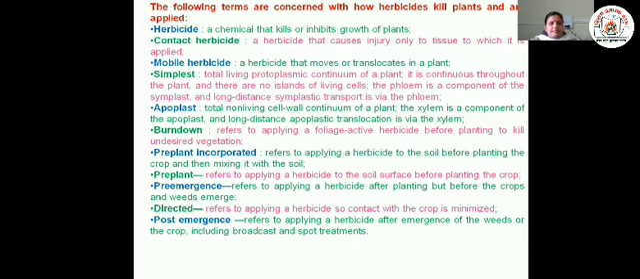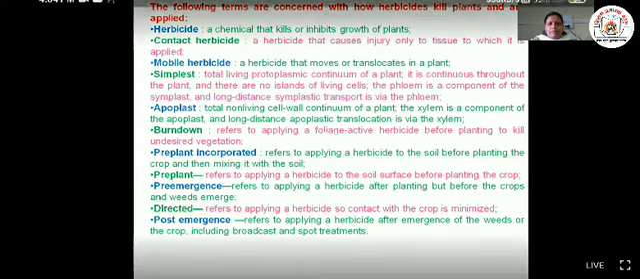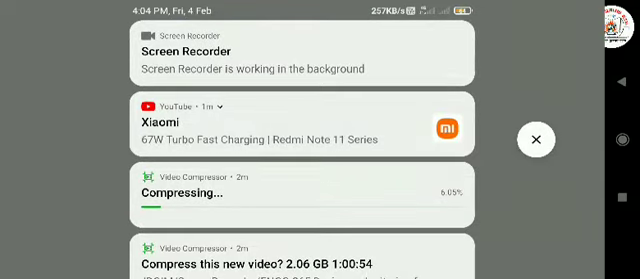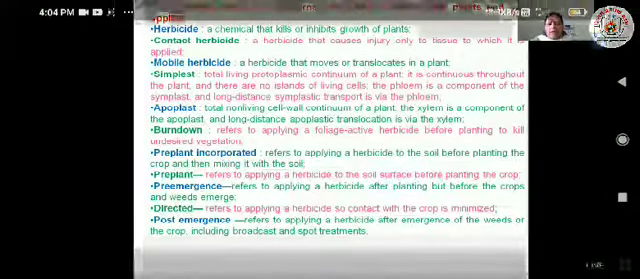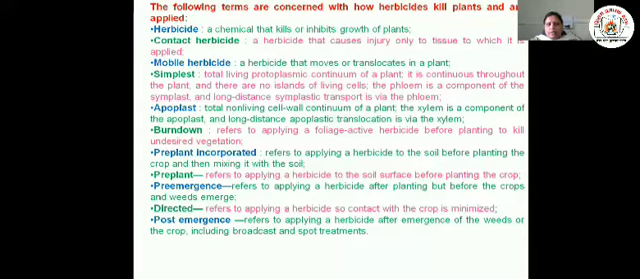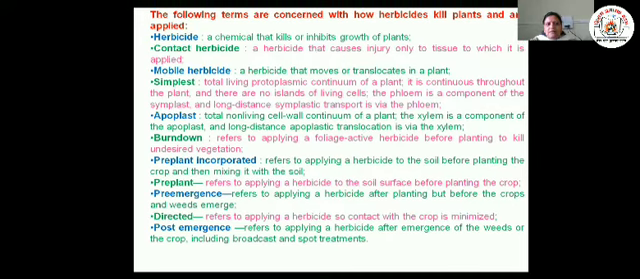Then symplast: the total living protoplasmic continuum of a plant. It is continuous throughout the plant and there are no gaps of living cells. The phloem is the component of the symplast, and long distance symplastic transport is via the phloem. Apoplast: the total non-living cell wall continuum of a plant. The xylem is the component of the apoplast, and long distance apoplastic translocation is via the xylem.